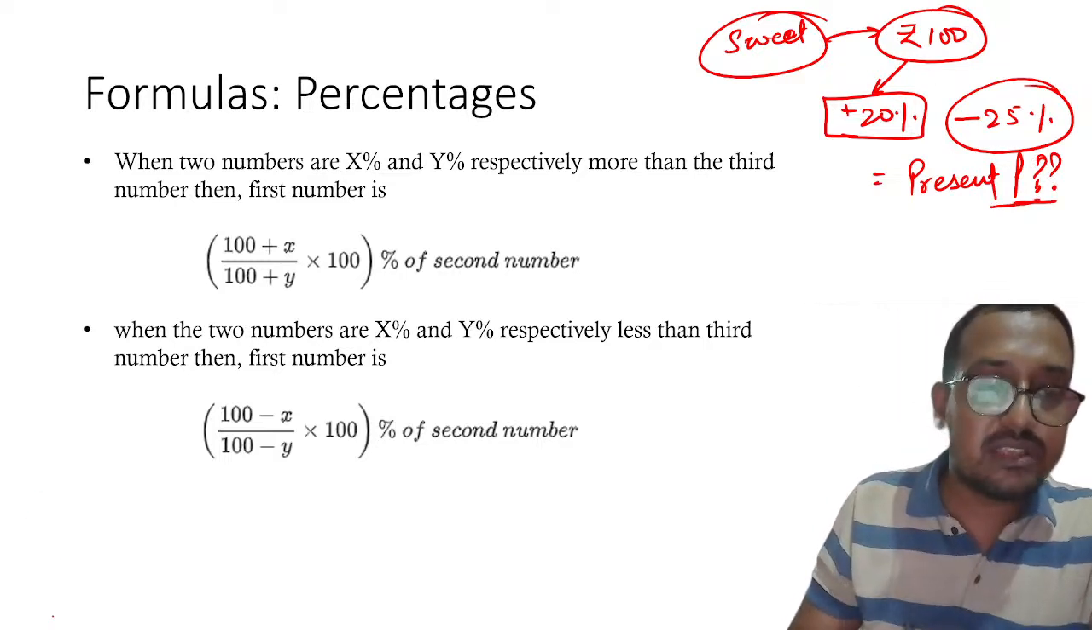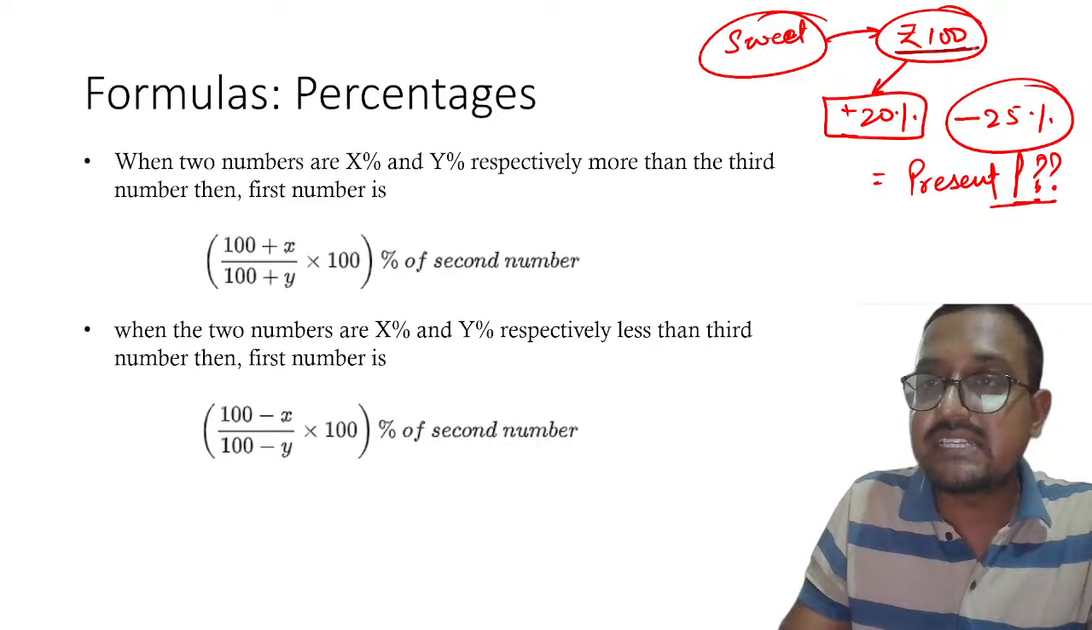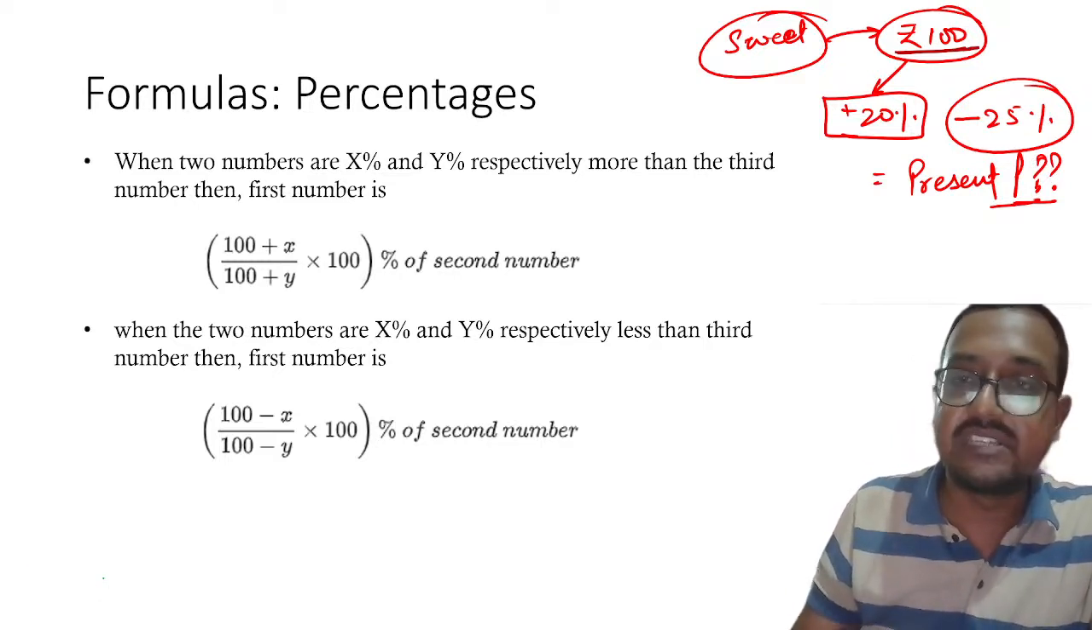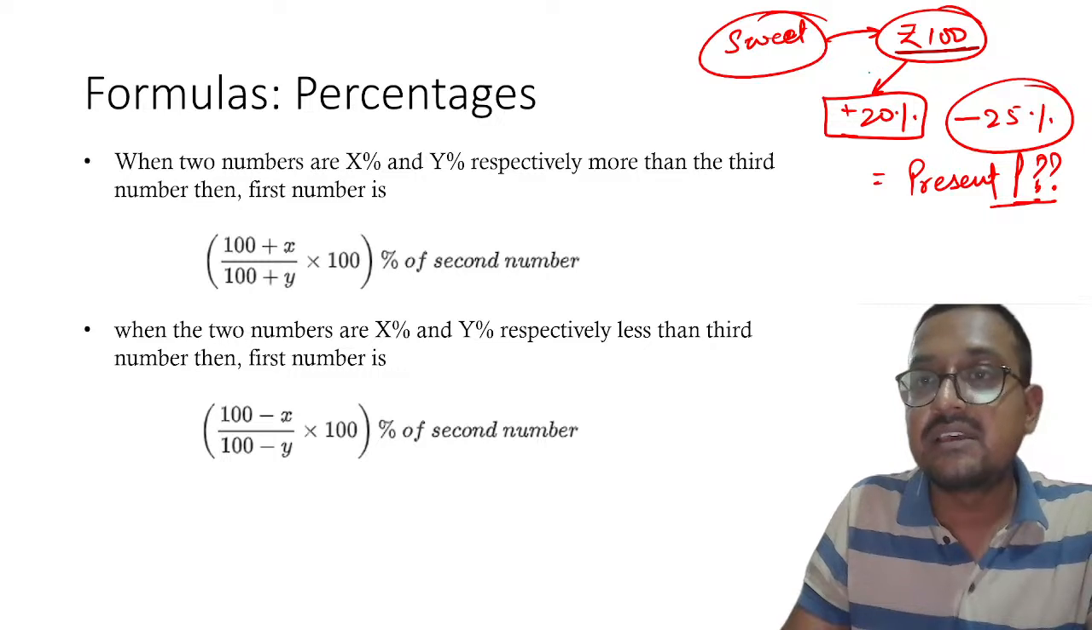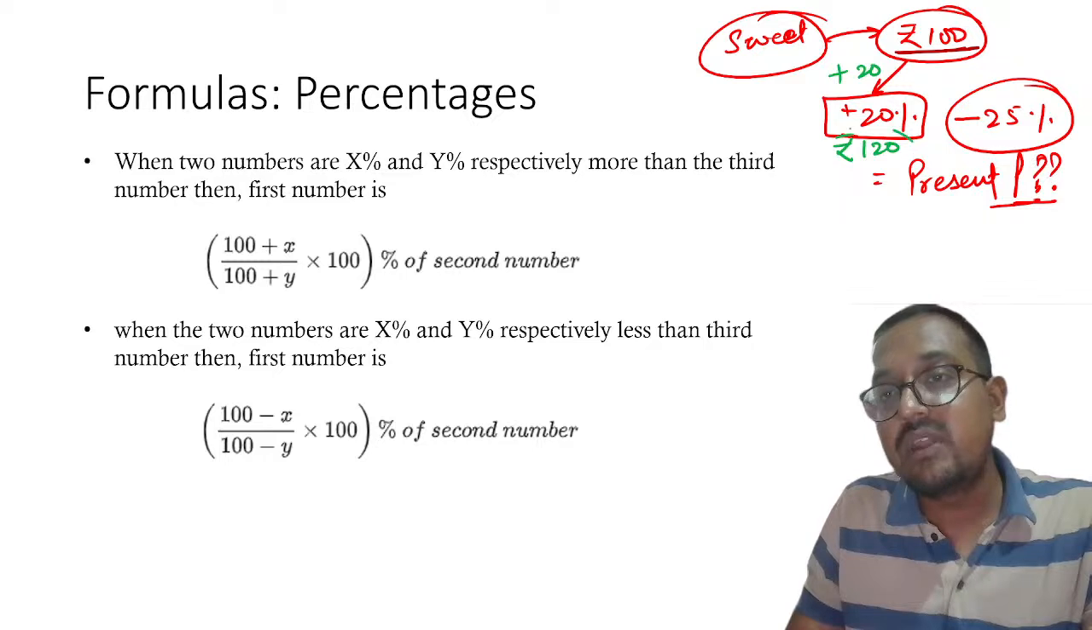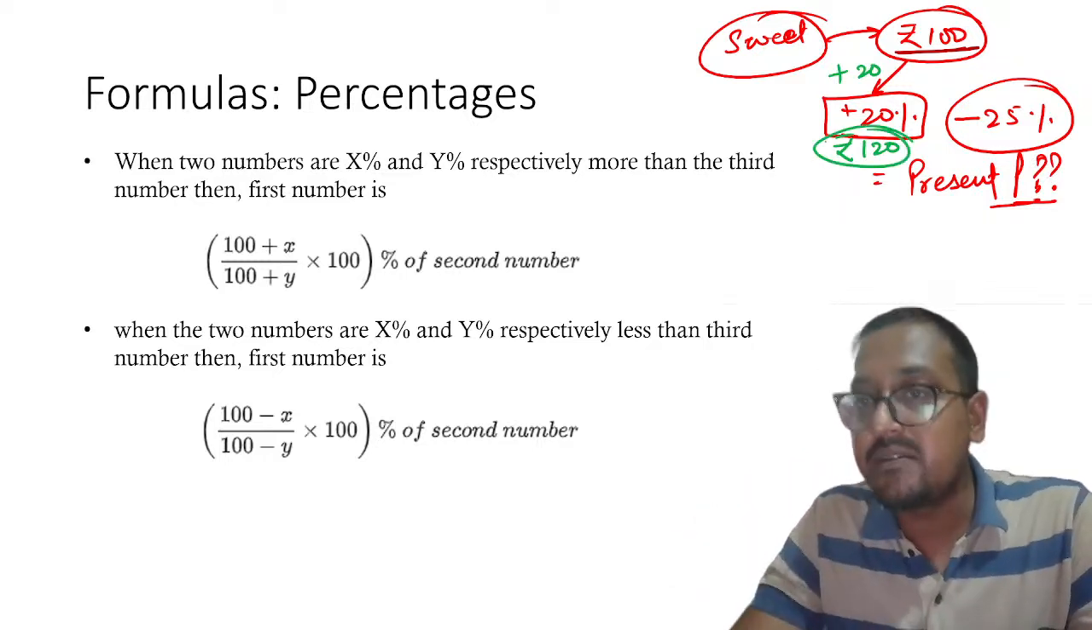See, my dear students, first step is very easy. The original price is 100. There is a 20% increase. That means 20 rupees will be added, so this will become 120 rupees. I hope everyone is clear on this part.